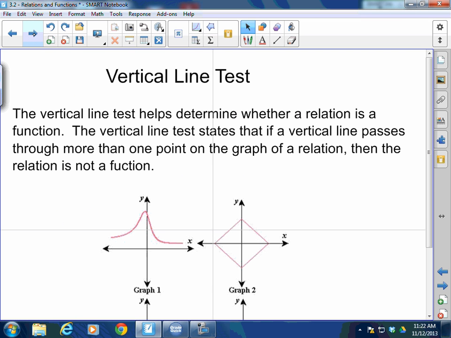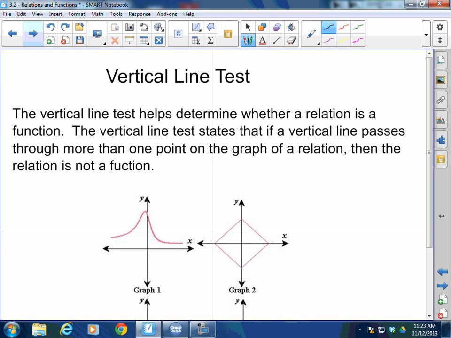Okay, now, last thing, guys. Sometimes they're going to ask you, do you have a function or not? And they're going to give you a shape or a figure or a graph. Well, there is something called a vertical line test. By vertical line, I mean a line that goes up and down. It's a column. The vertical line test helps determine whether a relation is a function. It states that if a vertical line passes through more than one point on the graph of the relation, then the relation is not a function.